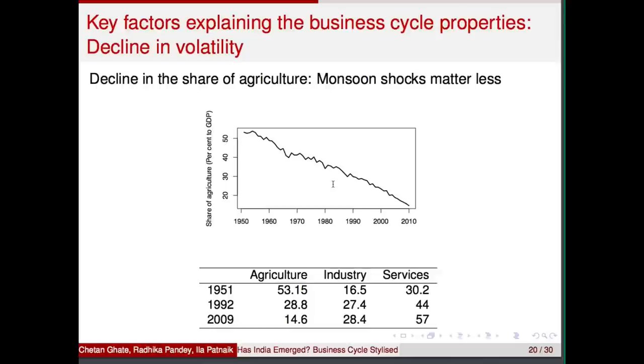As we can see in this graph, there is a consistent decline in the share of agriculture in GDP from the 1950s onwards. Also, if we look at the composition of GDP, the proportion of agriculture in GDP has significantly declined from 53% in 1951 to 14.6% in 2009. This graph and this table indicate that agriculture's contribution to GDP has declined, which shows that monsoon shocks, an important factor driving volatility in macro variables, matter less for the Indian economy.